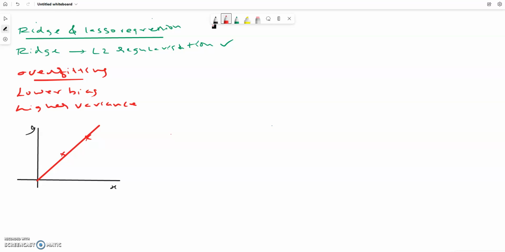So what will be my cost function here? My cost function J(theta 1) will be equal to 0. I can also write my cost function as 1 by 2m, summation of i equal to 1 to m, (h theta of x i minus y i) whole square. So this is my cost function, right?